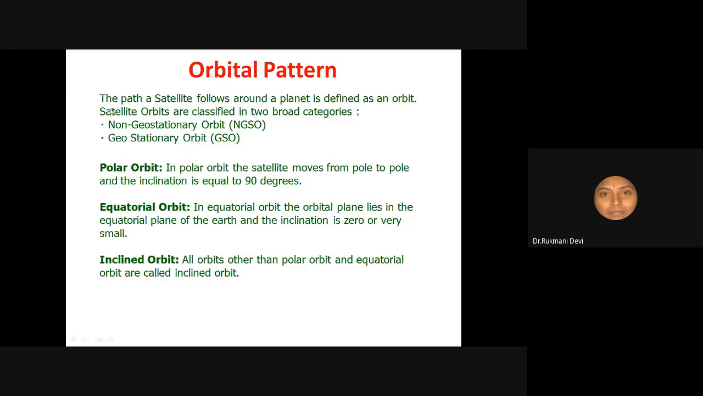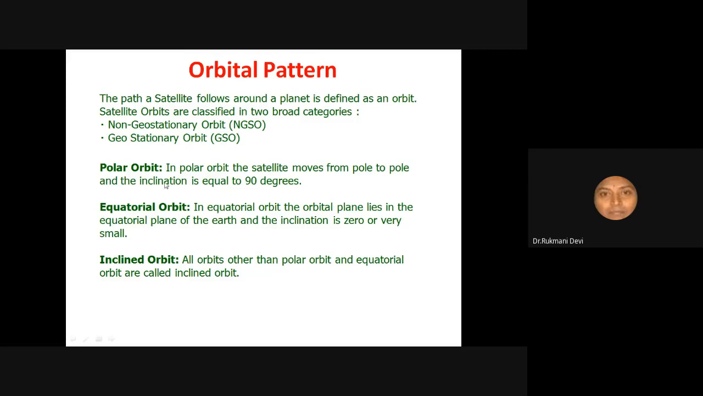Okay, so what is meant by the orbit, and how is it classified? The path a satellite follows around a planet is defined as an orbit. So satellite orbits are classified into two broad categories: non-geostationary and geostationary orbit. The first one is non-geostationary orbit. We call it the polar orbit, equatorial orbit, and inclined orbit.